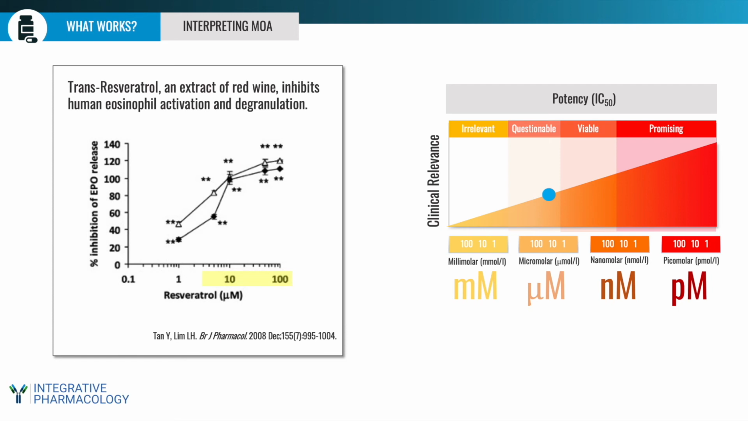Here's a study that examined resveratrol and its inhibitory properties towards eosinophils, which are involved in the allergic response. And right off the bat, you can see on the x-axis, which is a really nice shortcut when you're reading a paper, go to the figures, look at the x-axis, what does it say? So you're in the micromolar range. It's not great, it's questionable. Resveratrol is notorious for low oral bioavailability, which only makes it more difficult to achieve this inhibitory concentration clinically.